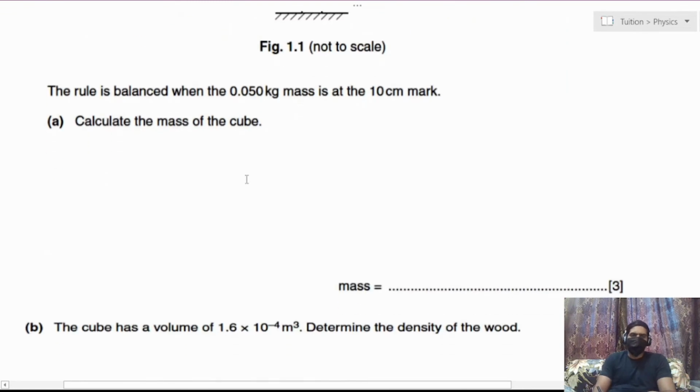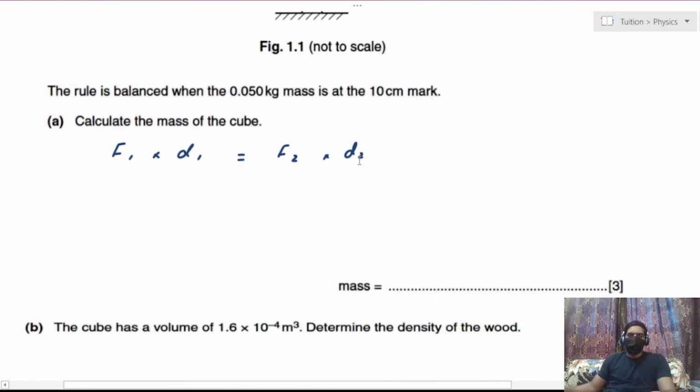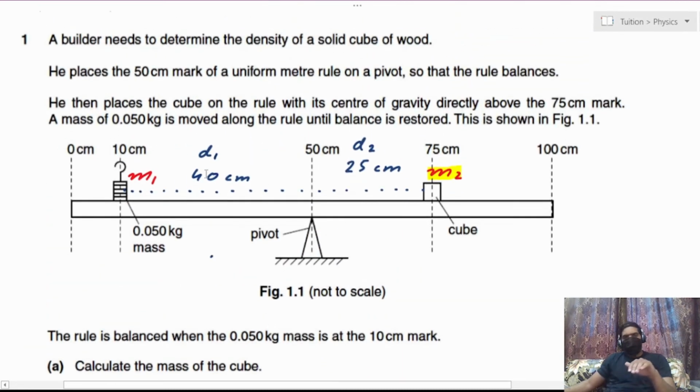So let us write down the principle of moment. F1 times d1 equals F2 times d2 when you have only two forces, and one produces a clockwise moment, the other one produces a counterclockwise moment. Now the same formula can be written in terms of masses, because in this question they don't mention the force, they have mentioned the masses straight away.